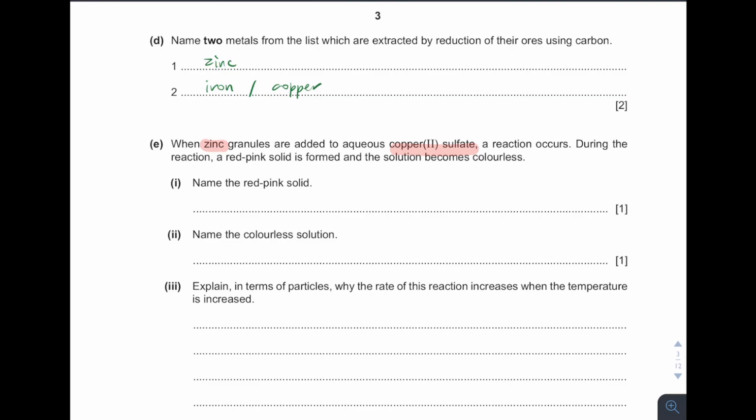Let's look into the equation. Zinc is added into copper(II) sulfate. Zinc is more reactive than copper, so zinc displaces copper to form zinc sulfate and copper solid. So what is the red-pink solid produced? You may see red-pink solid or brown solid. In this case it is copper solid. A displacement reaction has taken place.